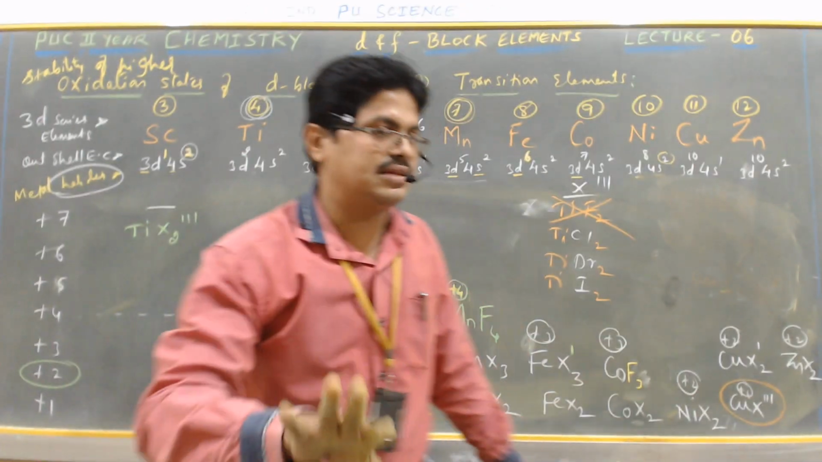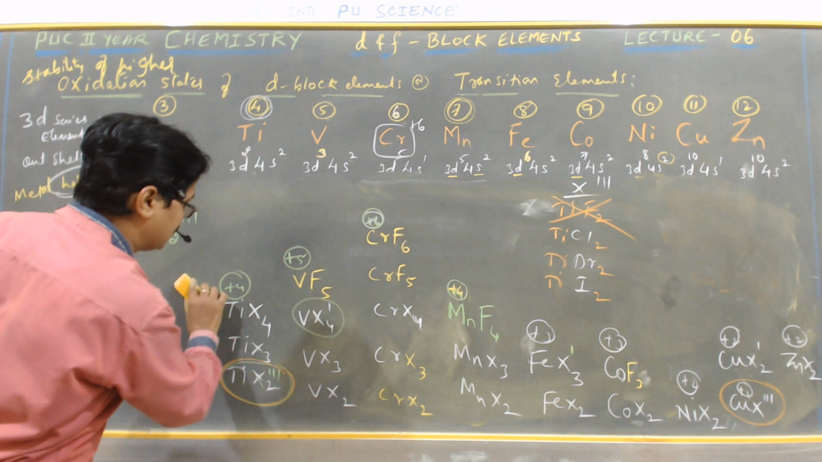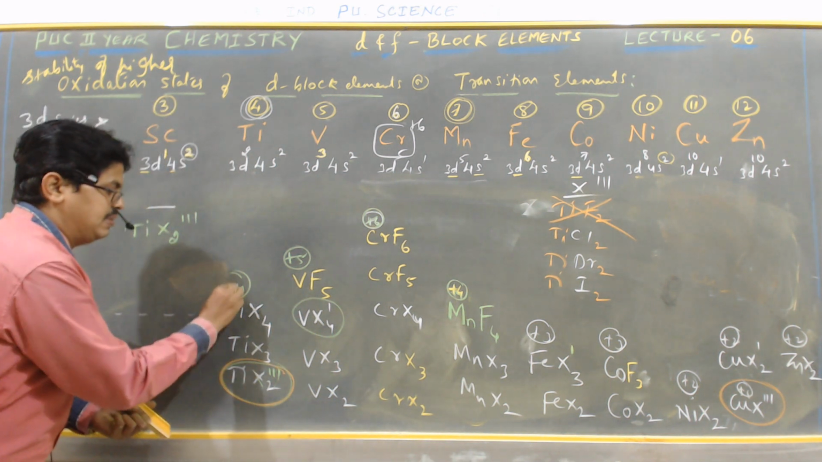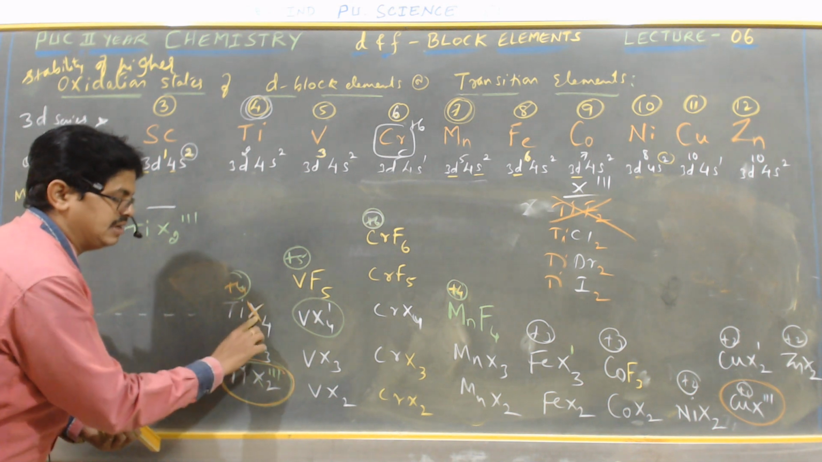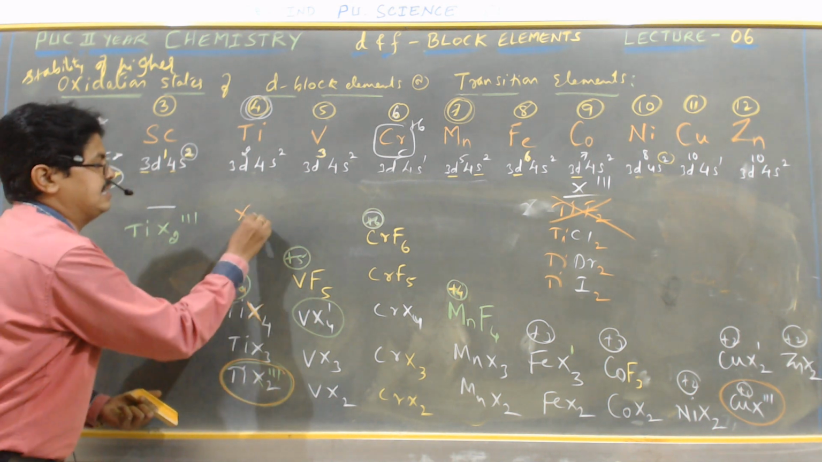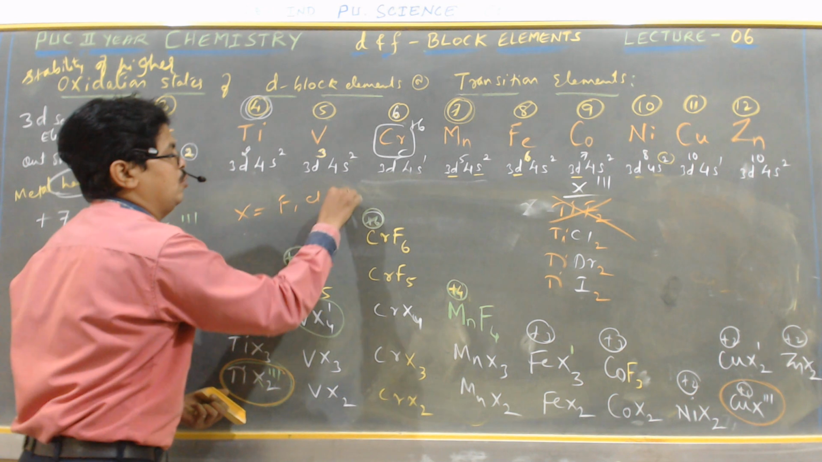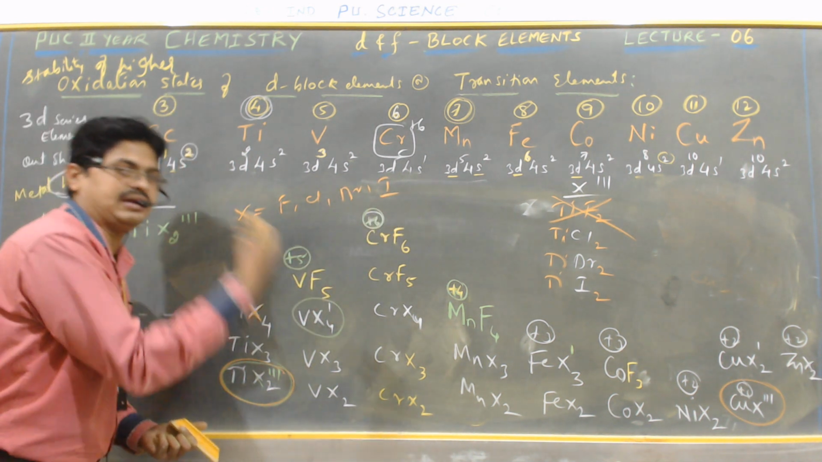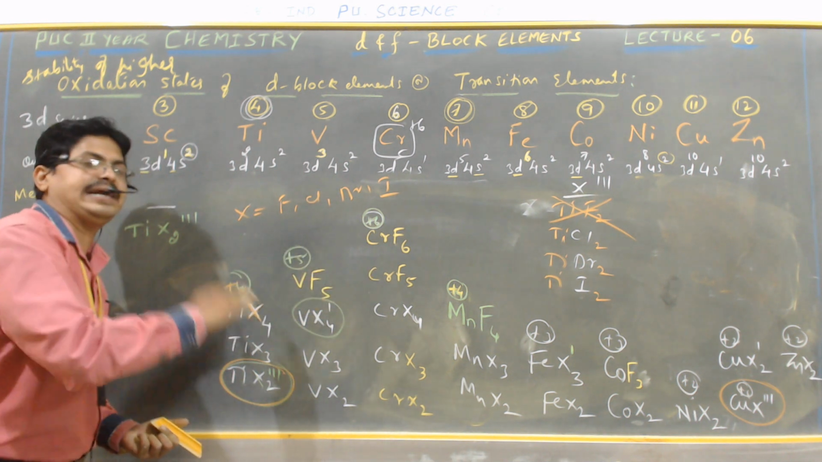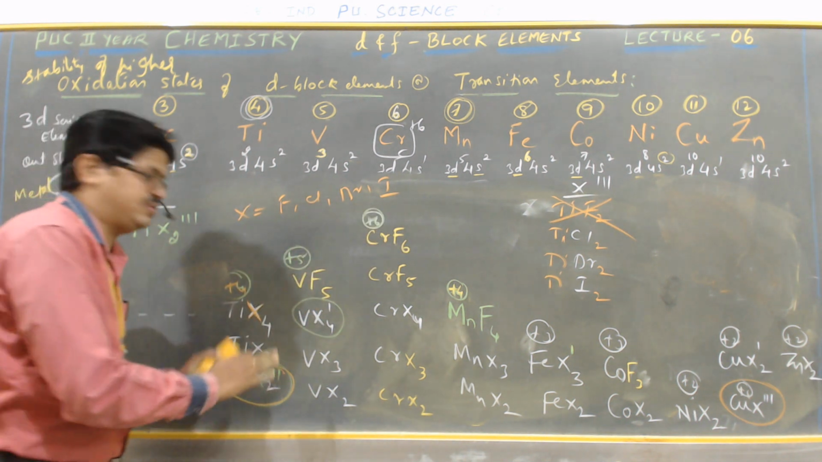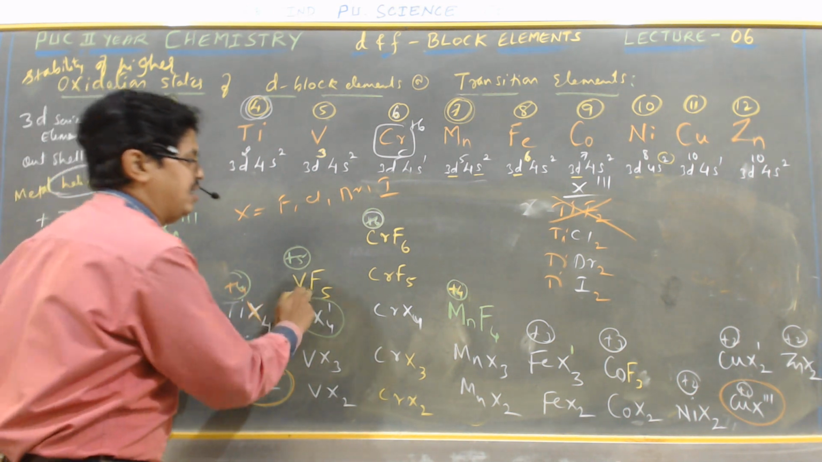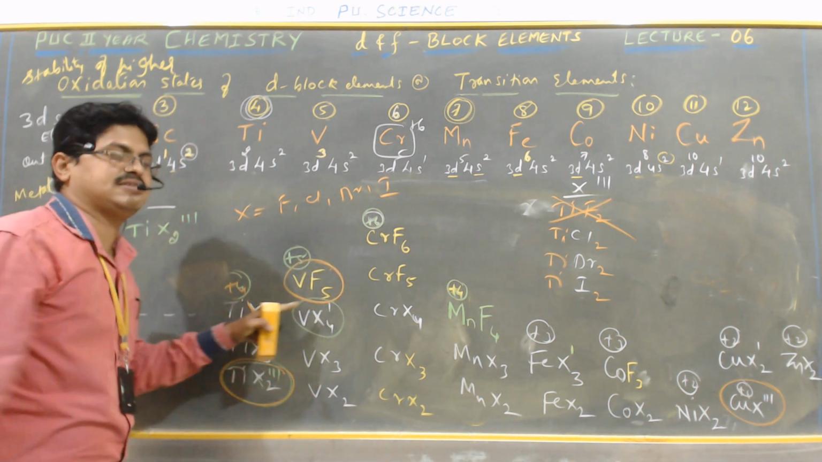So it is not over. Let me explain further. With respect to titanium in the plus 4 oxidation state, all the halides are available. Here X indicates fluorine, chlorine, bromine, iodine. Means titanium tetrafluoride, titanium tetrachloride, titanium tetrabromide, titanium tetraiodide are all stable and they exist. With respect to vanadium, only VF5 exists.